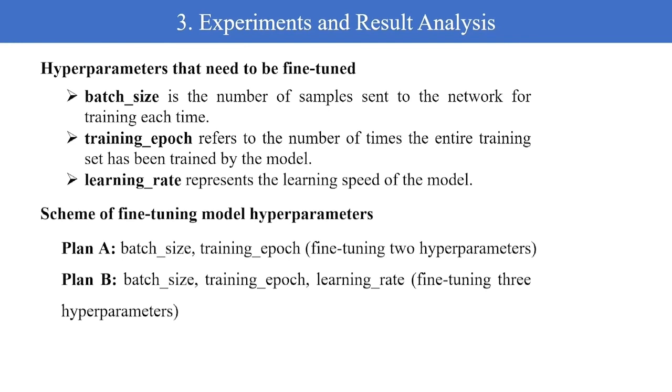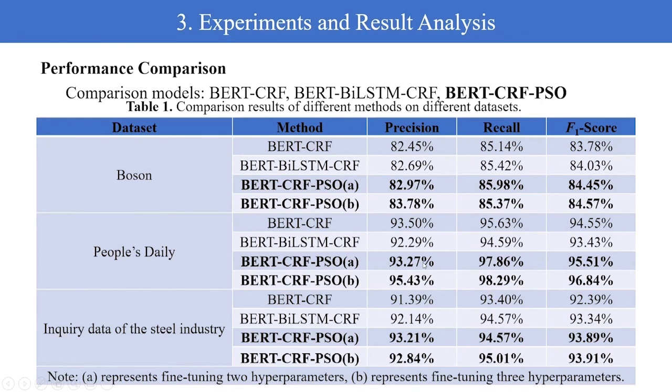In addition, in order to prove the effectiveness of the proposed method, we designed a comparative experiment of fine-tuning two hyperparameters and fine-tuning three hyperparameters. We use BERT-CRF, BERT-BiLSTM-CRF and our model of BERT-CRF-PSO to conduct experiments on three Chinese datasets. The first is the Boson dataset. The second is the People's Daily dataset. The last is the inquiry data of the steel industry. Table 1 shows the comparison results of different methods on different datasets.